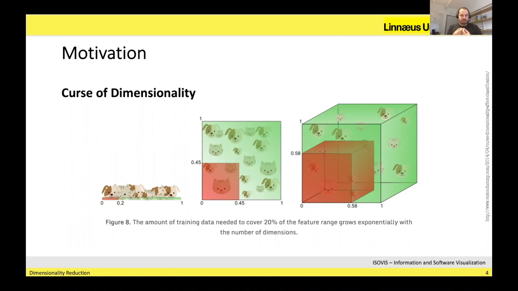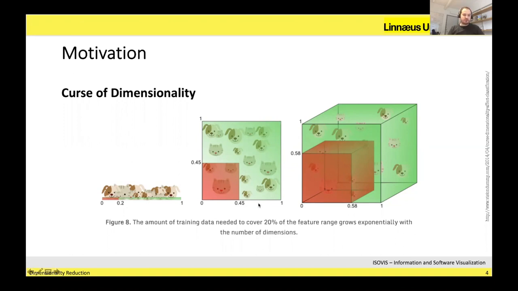Mathematically speaking, if you wanted to cover 20% of the feature range, let's say you wanted to take as many samples as possible from the whole population of cats and dogs in the world, and you wanted these samples to be representative, right? You want the samples to represent in a good way all the variability that exists in this space of animals.